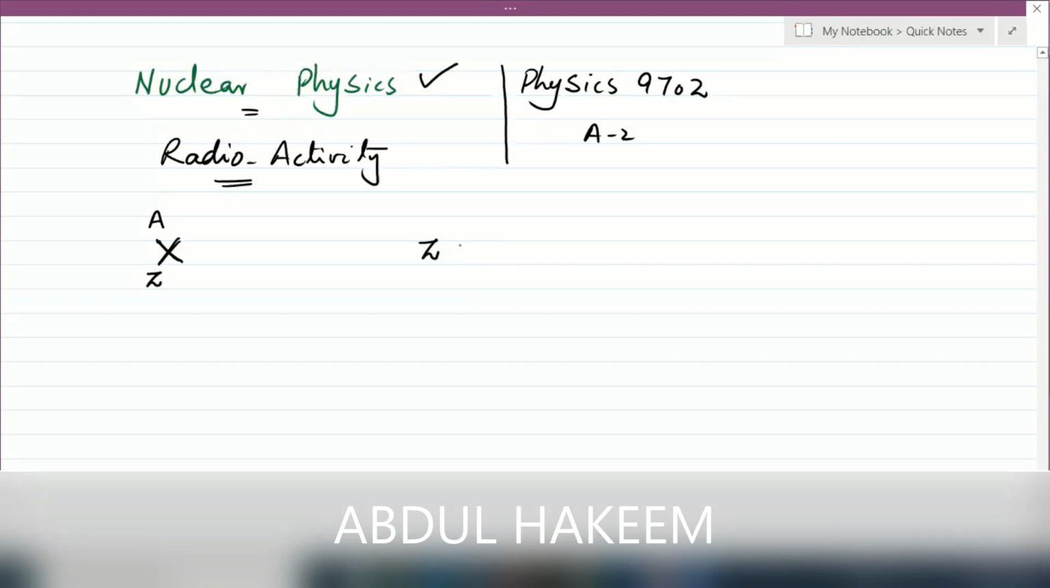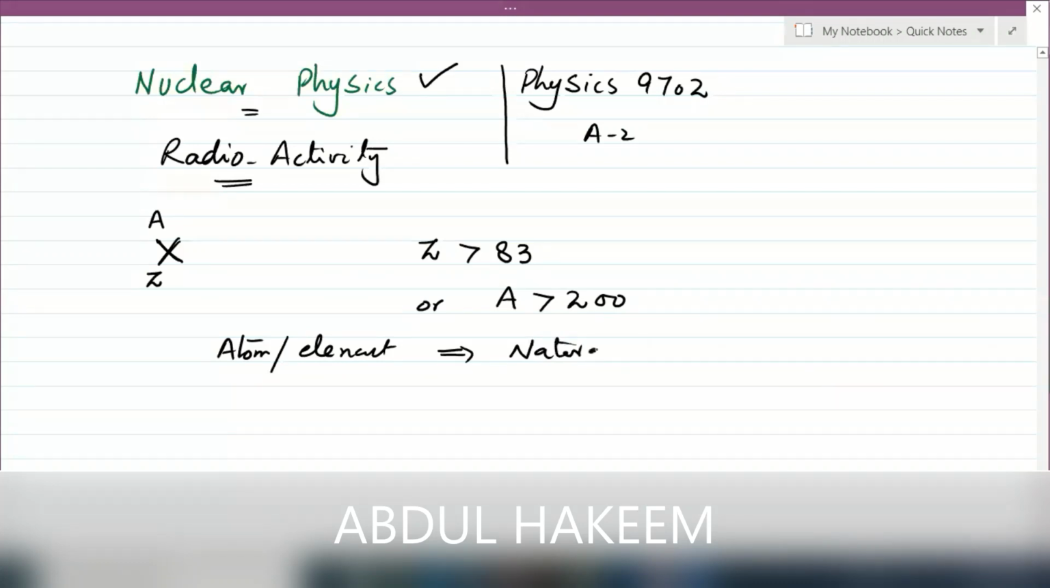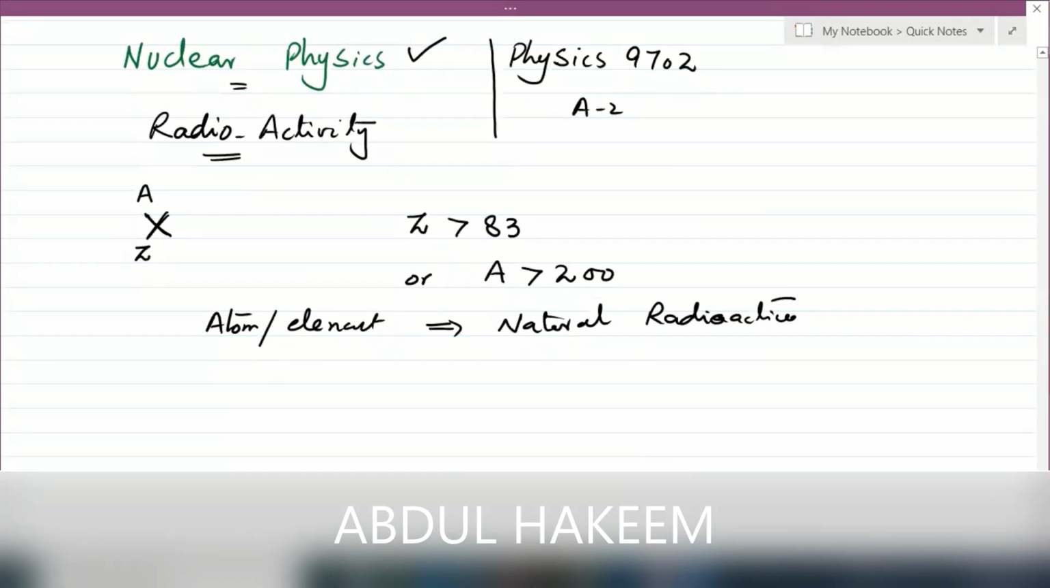Usually, if the proton number in the nucleus is greater than 83, or the mass number in the nucleus is greater than 200, then the atom or the element is known as natural radioactive. Now, due to this natural radioactive process, the nucleus is unstable.